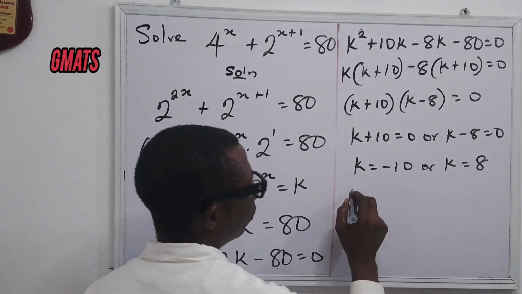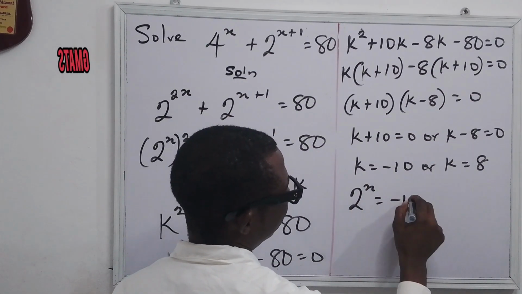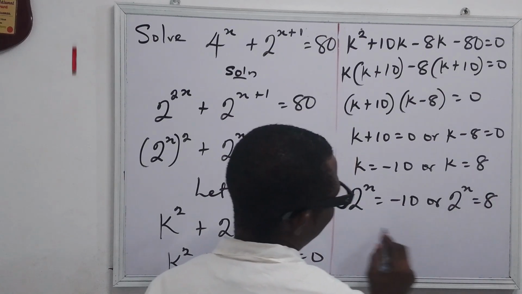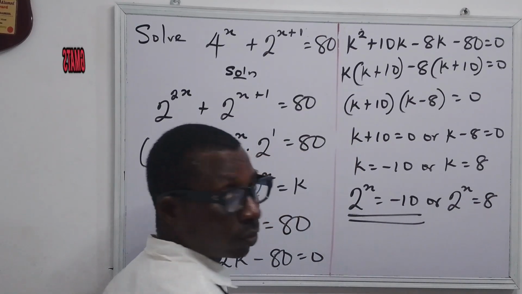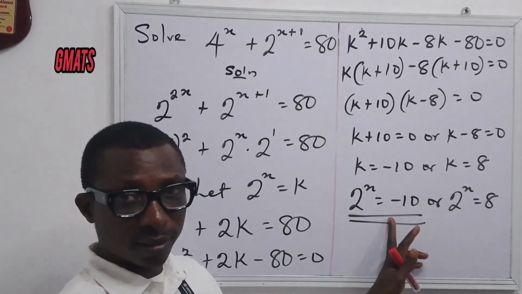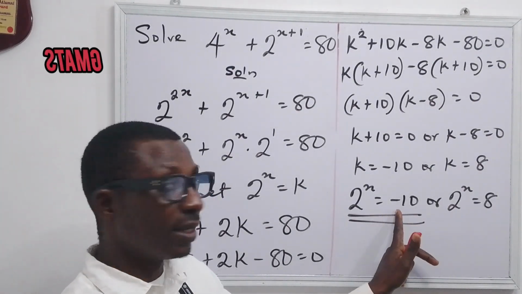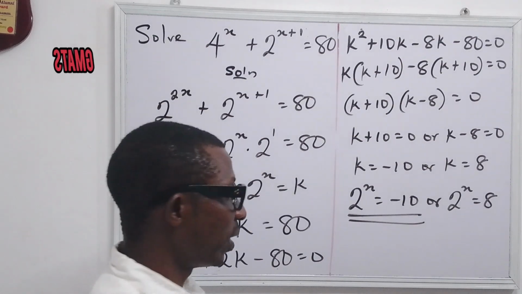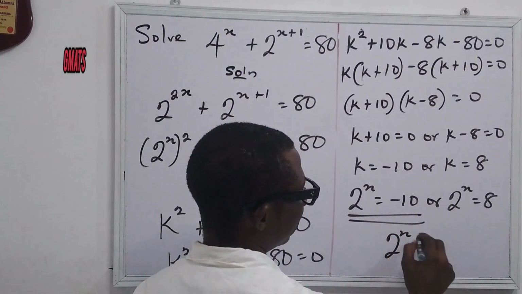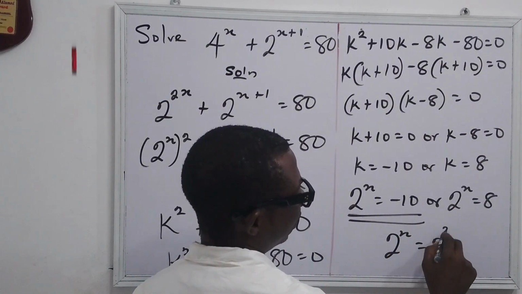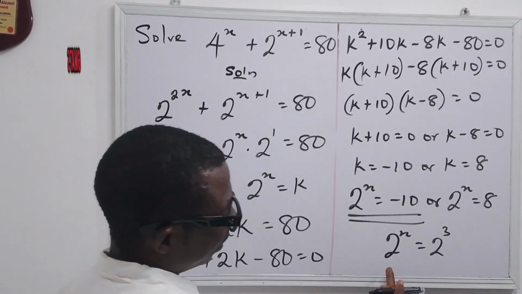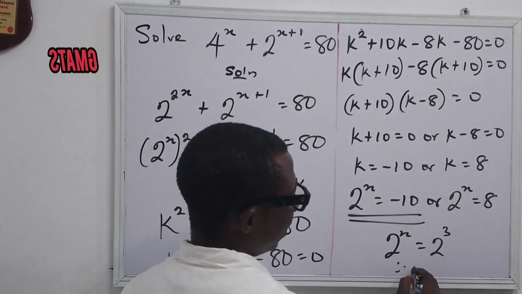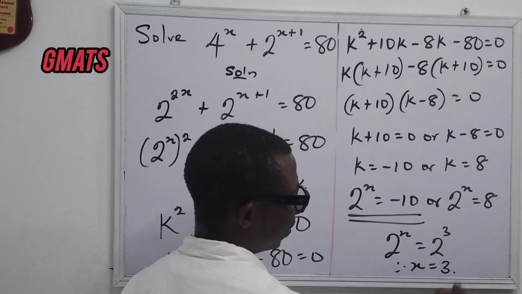Now don't forget k is 2 raised to the power of x. So we have 2 raised to the power of x equals negative 10 or 2 raised to the power of x equals 8. So here the solution does not exist, because we have a negative 10 here. Okay, so now let's move down here. We have 2 raised to the power of x equals 2 raised to the power of 3. Now you can see we have the same base, so we can equate the power. So therefore x equals 3.